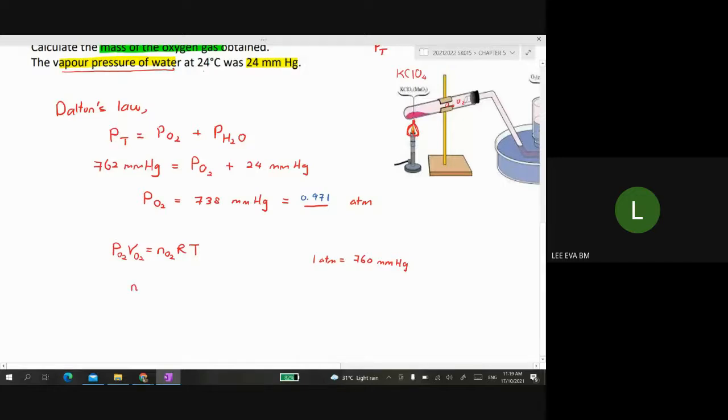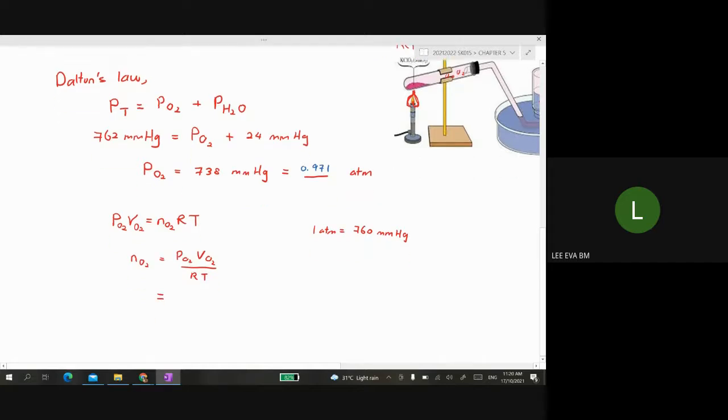In order to find the number of moles of oxygen gas, rearrange your formula PV = nRT a little bit, and then do the substitution. Pressure, we have 0.971, the one you converted just now. The volume should be in liters, so 128 milliliter converted into liter is 0.128. You can convert directly, no problem, but you must be clear about what you are doing.